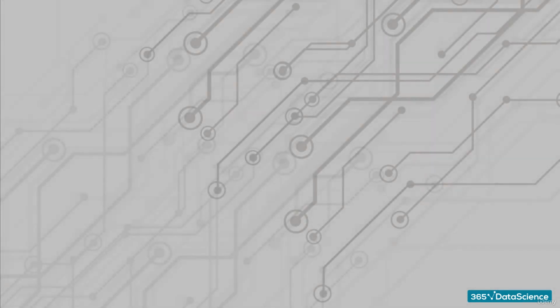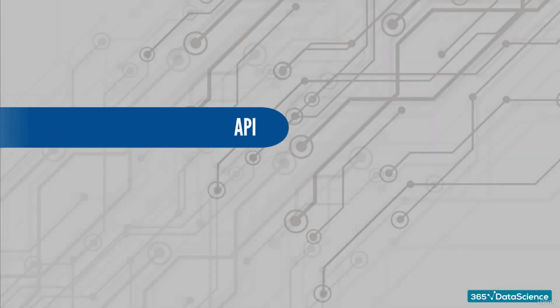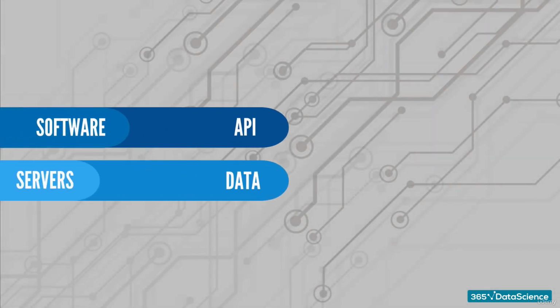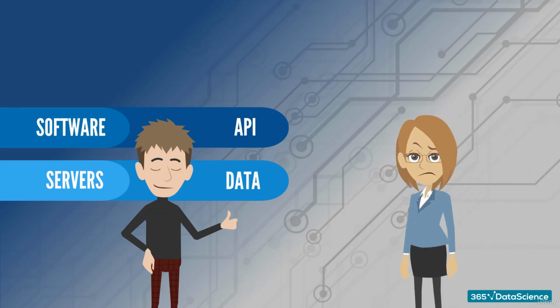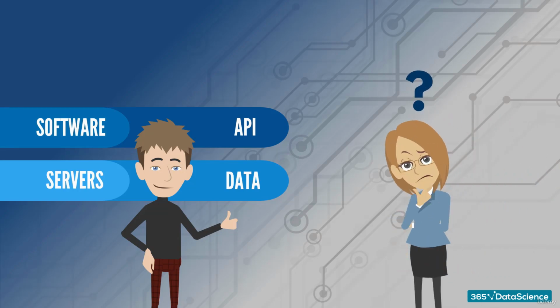In today's business world, terms like API, software, data, and servers are used so often that you might think everybody knows their definitions by heart. However, do they? And do they need to? If you are a software developer or a data scientist, then yes, you most definitely do.